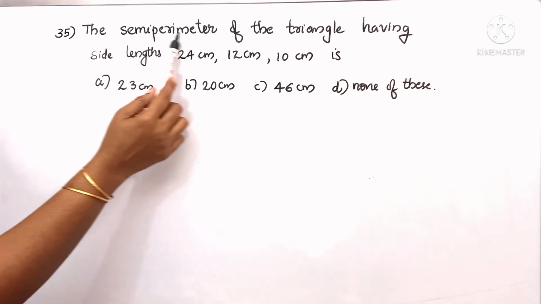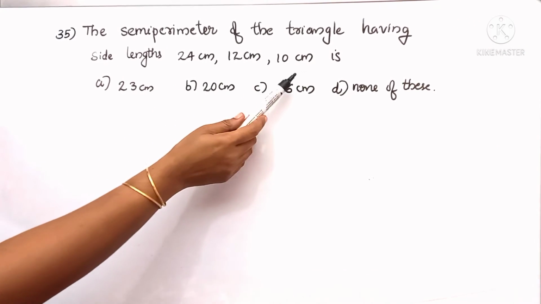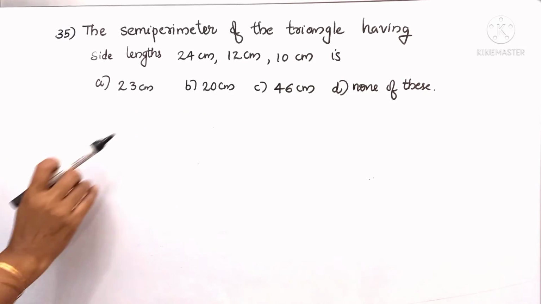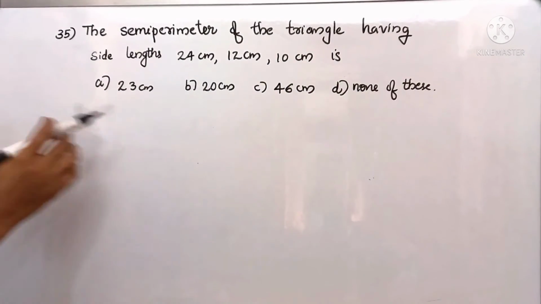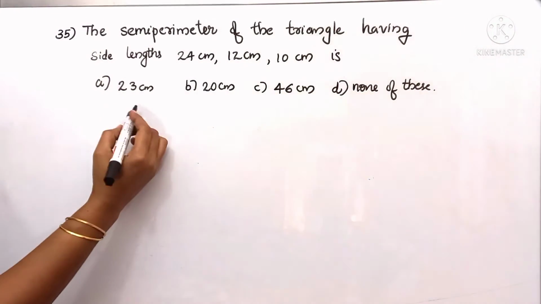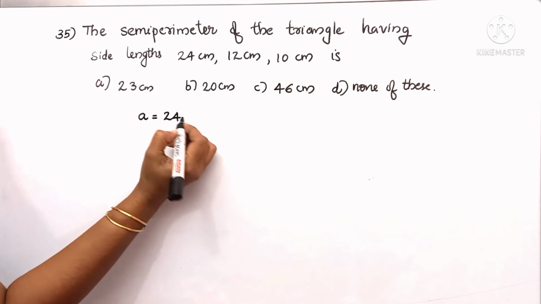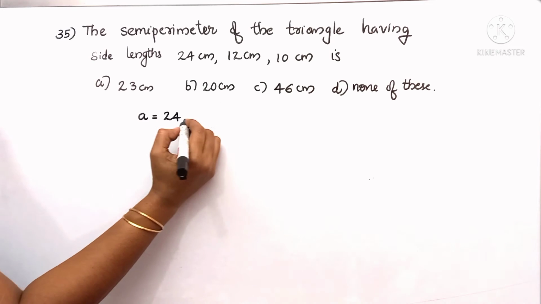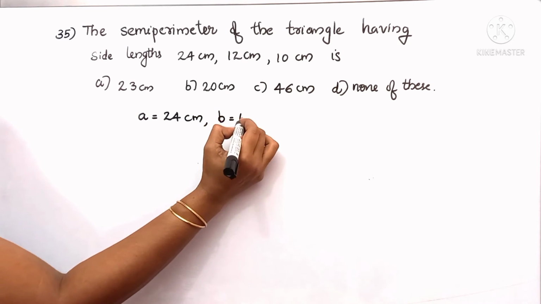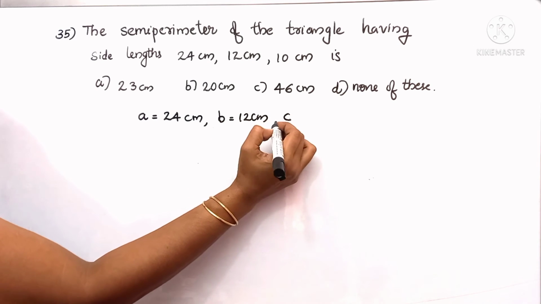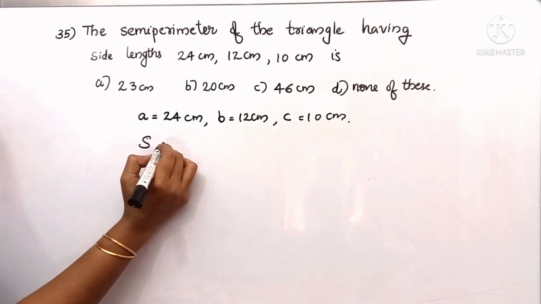Next question: the semi-perimeter of the triangle having side lengths 24 cm, 12 cm, 10 cm is. Options are given. We have to find the semi-perimeter of the triangle with the given sides. Let a, b and c be the three sides of the triangle. Then a equals 24 cm, b equals 12 cm and c equals 10 cm.